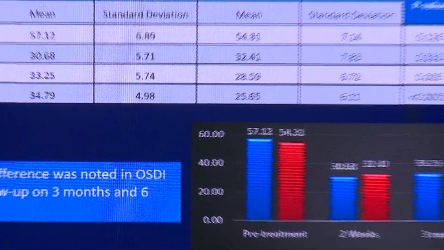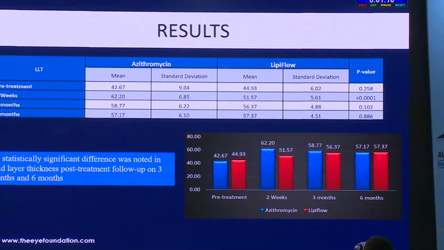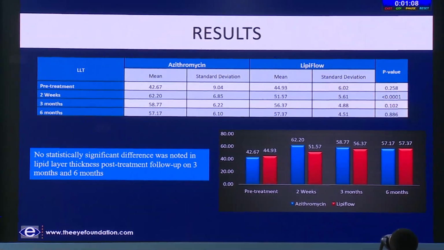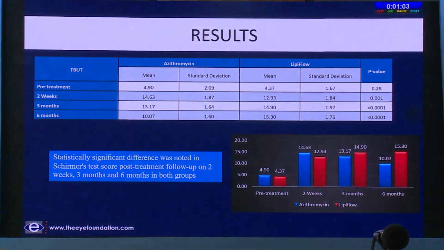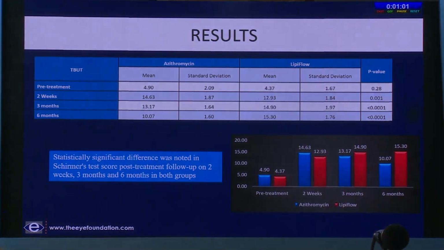Coming to the results, most of the patients were above 61 years of age with no statistical difference between the 2 groups, and most were females. For the symptomatic improvement, a statistically significant difference was noted in SPEED score at post-treatment follow-up at 3 months and 6 months in both groups, and also in OSDI score, whereas there is no statistically significant difference noted in the lipid layer thickness.